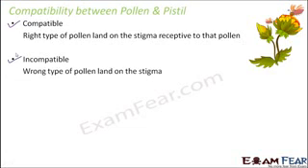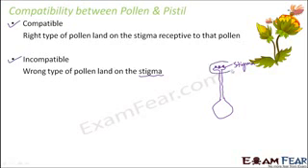Incompatible means the wrong type of pollen has landed on the stigma. A stigma is nothing but a part of the pistil. If you look at the structure of the pistil, this is how it looks: the stigma followed by the stalk followed by the swollen ovary. This is the stigma, and the pollen grains actually fall on this stigma. So the decision has to be taken here whether it is compatible or not compatible.